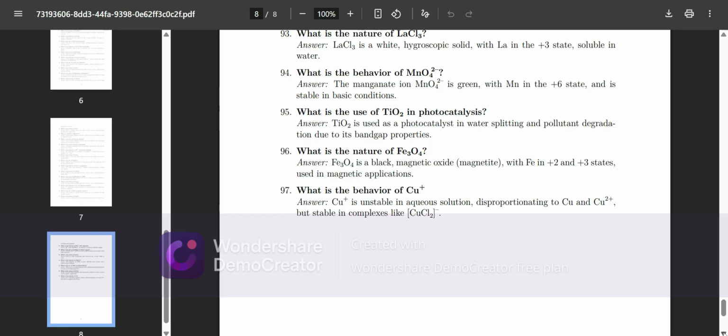What is the nature of Fe3O4? Fe3O4 is a black magnetic oxide, magnetite, with Fe in +2 and +3 states, used in magnetic applications. What is the behavior of Cu+? Cu+ is unstable in aqueous solution. It disproportionates to Cu and Cu2+, but is stable in complexes like CuCl and CuCl2-.